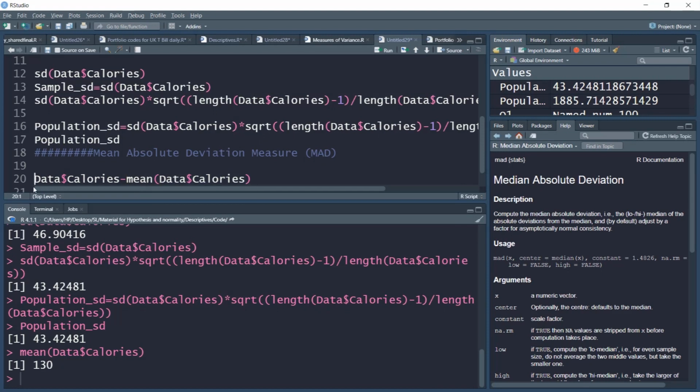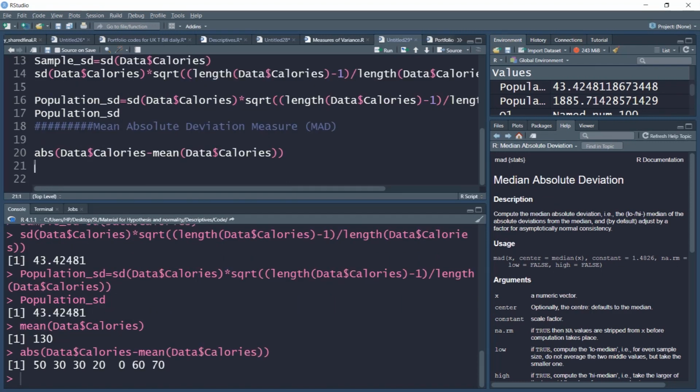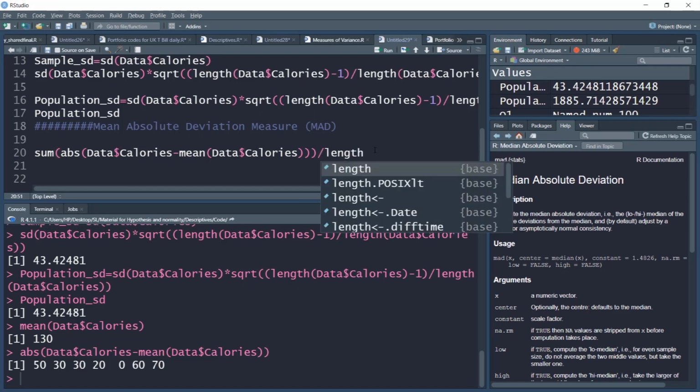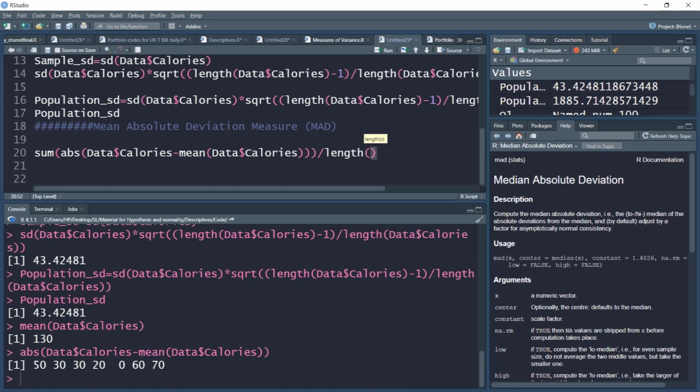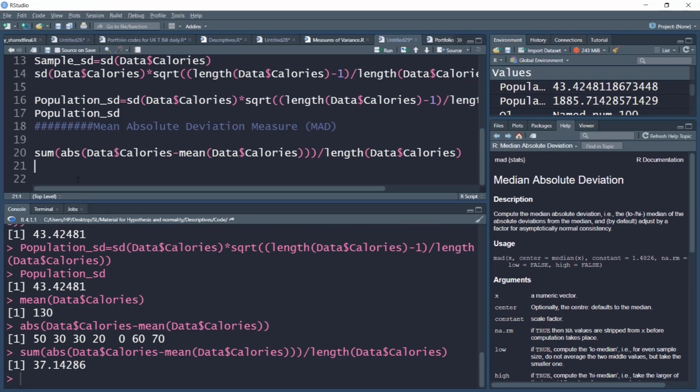So we'll subtract the mean from all observations and compute the absolute value of these, which are populated in the console window. Now what we need to do is sum up these absolute values and then divide them by the length of the sample, that is data$calories, and we'll get the MAD value. Now this was a slightly lengthier and more complicated way.